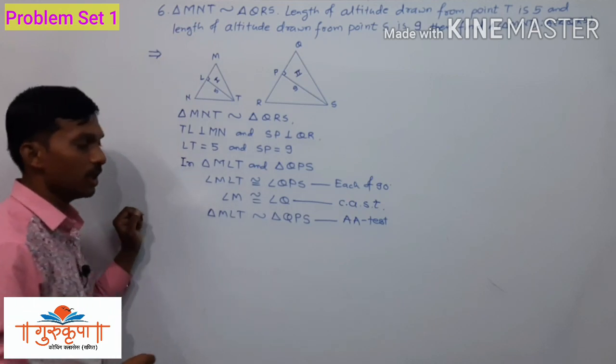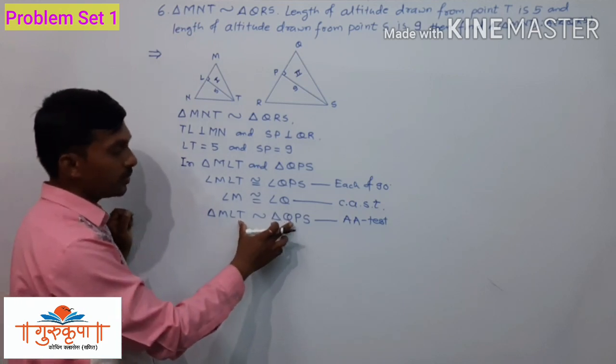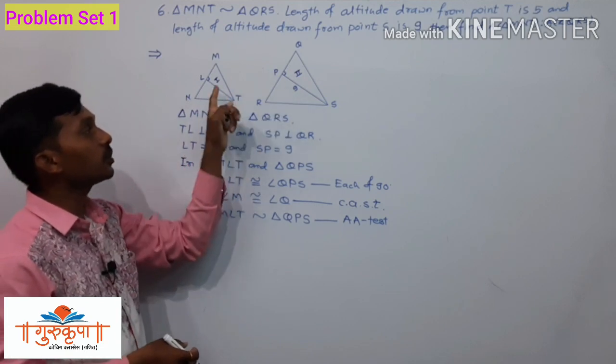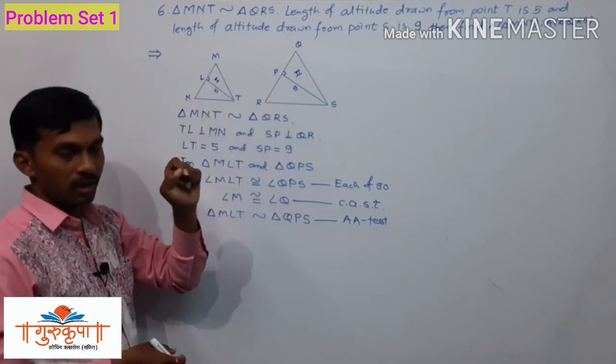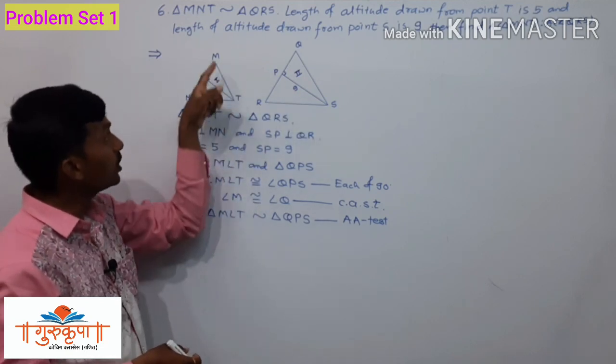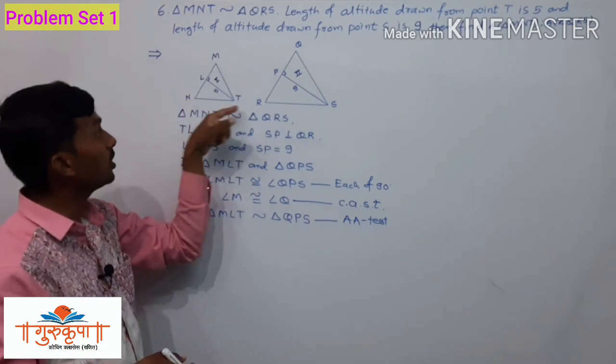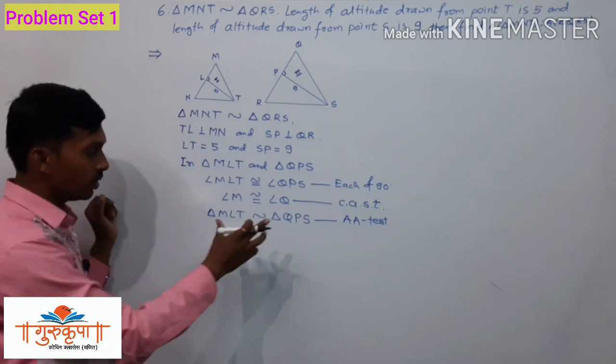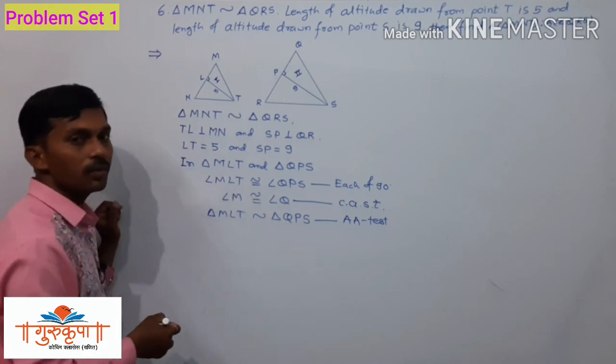AA test of similarity. Why do we prove that these two triangles are similar to each other? Since we know the ratio of their corresponding altitudes, and we have to find the ratio of the areas of triangle MNT and triangle QRS. So we put these two triangles similar to each other.